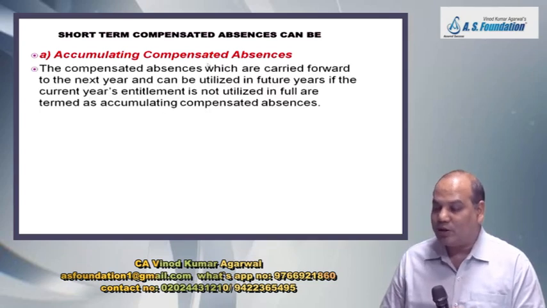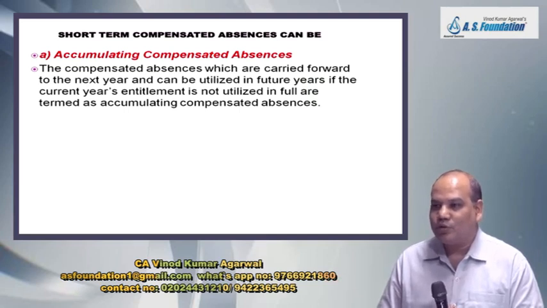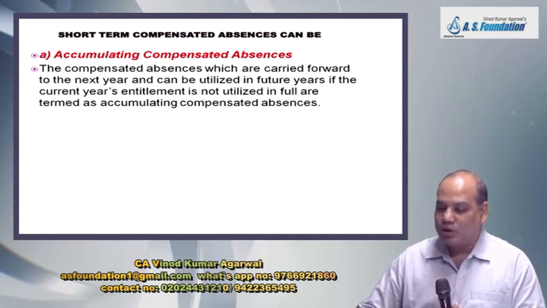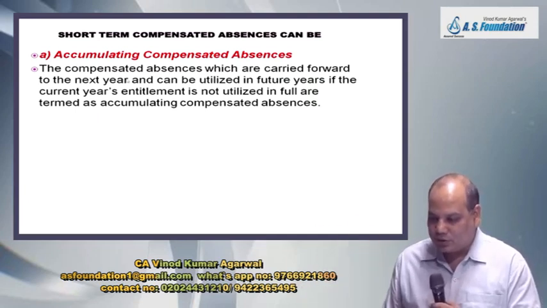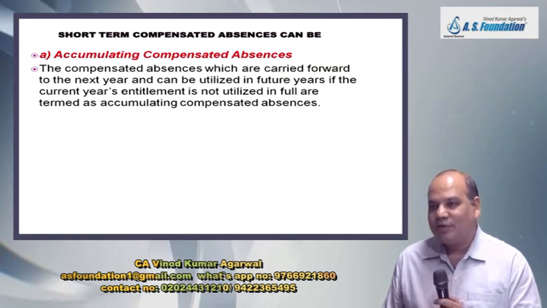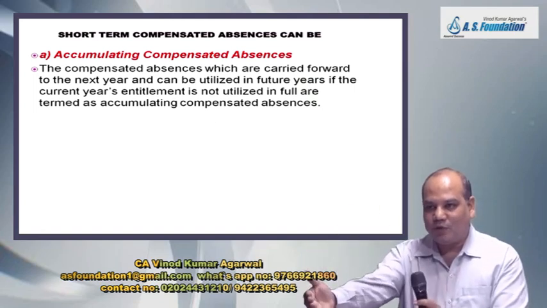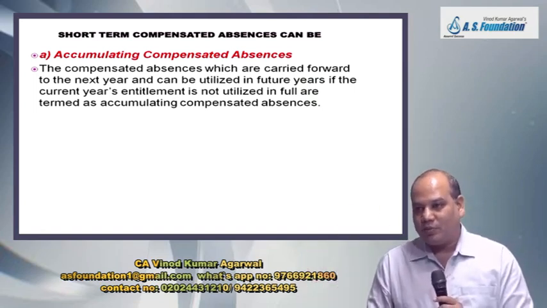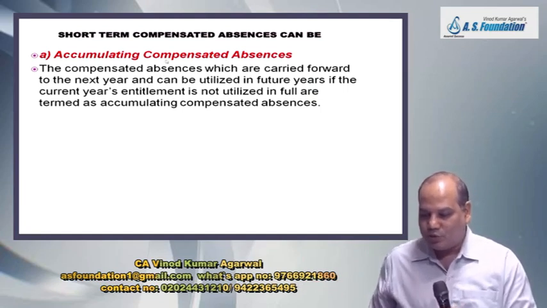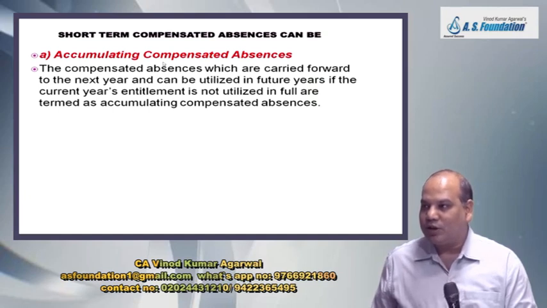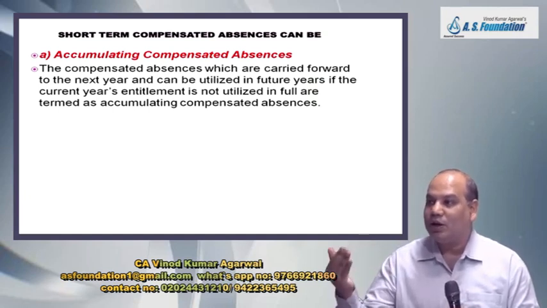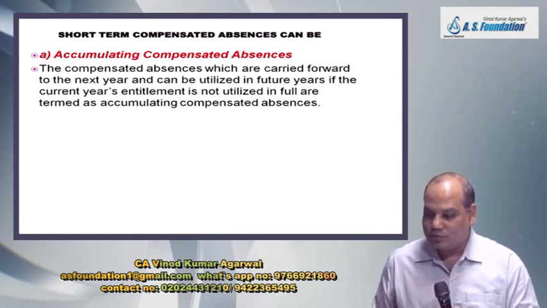Now, what do you mean by accumulating compensated absences? It means if you are given some paid leave in this year, but you are not able to utilize it, you are allowed to carry it forward for next year. If not this year, next year. So you can take the leave in the next year. Since this is a short-term compensated absences, all our discussion will assume it can be carried forward only up to one accounting period, that is 12 months. So that is called accumulated. And non-accumulating means you take the leave in this year, otherwise it will lapse. That is called non-accumulating.